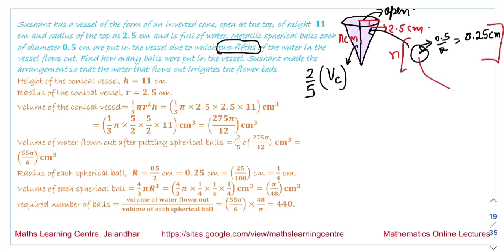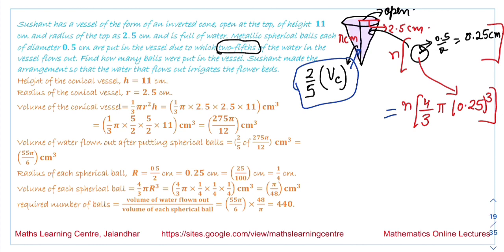So the volume of n such balls is n into 4 by 3 pi into r cube, that is 0.25 cube, and this value should be equal to 2 by 5, the volume of the water that comes out of this vessel. So it is 2 by 5 times the volume of this cone, and the volume of this cone is 1 by 3 pi r square. Radius over here is 2.5 square, and the height is equal to 11.